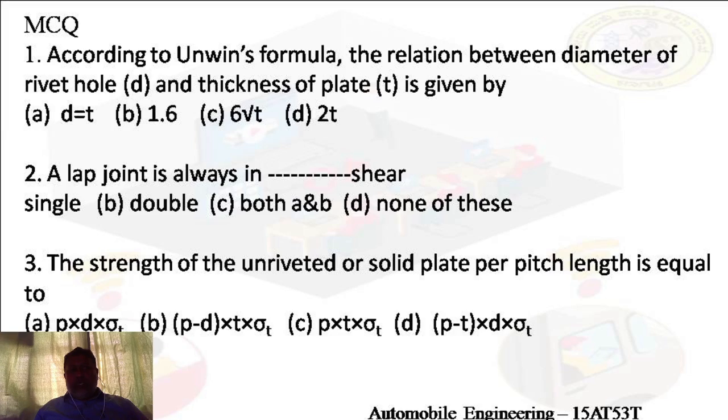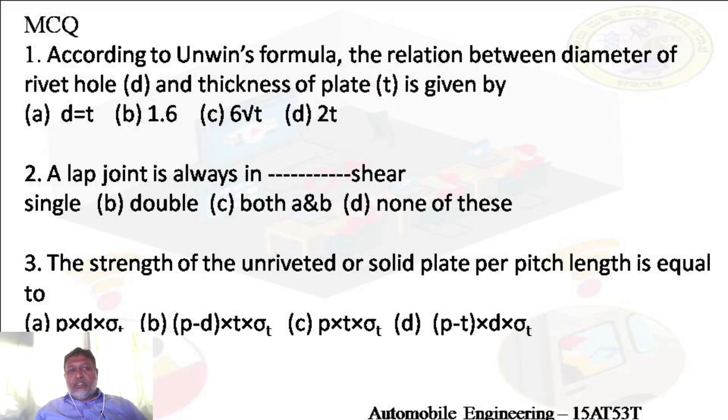According to Unwin's formula, I think we have studied this in our previous classes, the Unwin formula is used to determine the diameter of the hole whenever the thickness is provided. So that is directly given by the Unwin formula. When the thickness is given and no other parameters are given, then we have to use this formula, that is 6 root T. The answer is 6 root T.